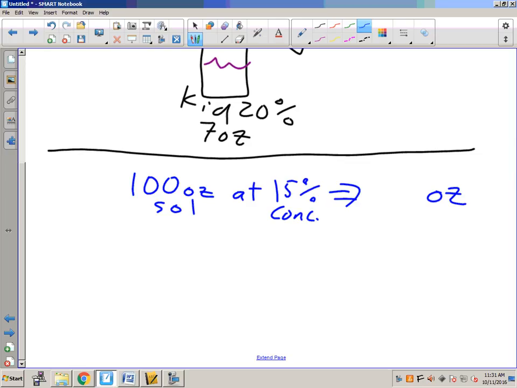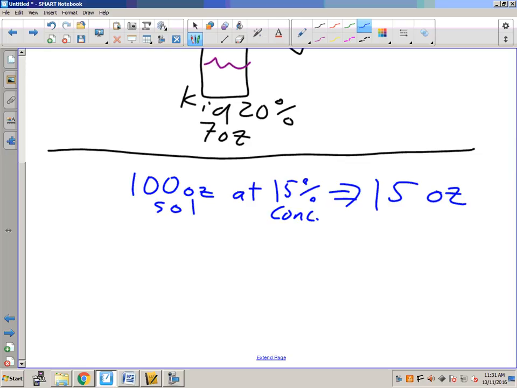I got 100 ounces in my jar. How many ounces of it are the actual pure stuff? Not the water, just the pure stuff. How many ounces? 15 ounces because it's 15%? Does that make sense? That's what concentration means, right? That means that 15% of this 100 ounce thing is going to be the pure stuff. And the rest of it, the other 85 ounces, just water. Does that make sense to you? Do we need to do another example like this? Or do you feel like you understand how concentrations work?